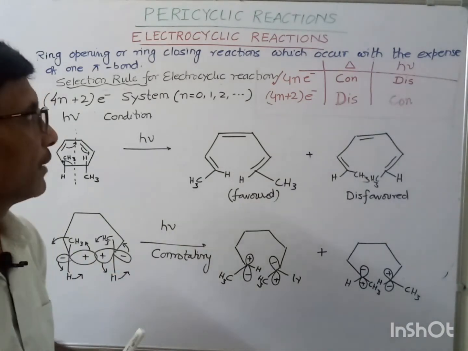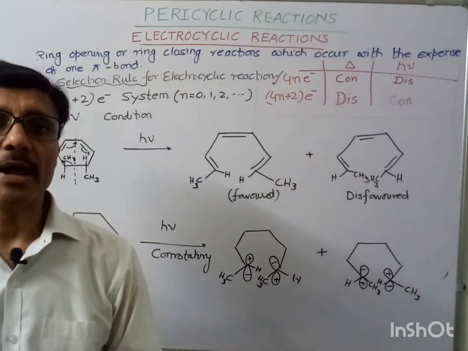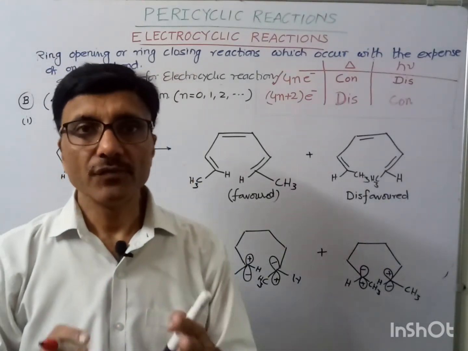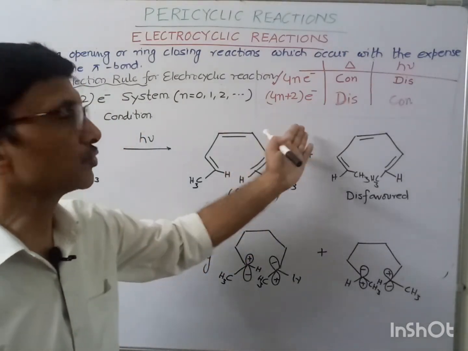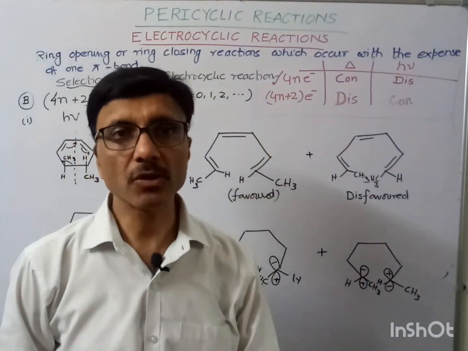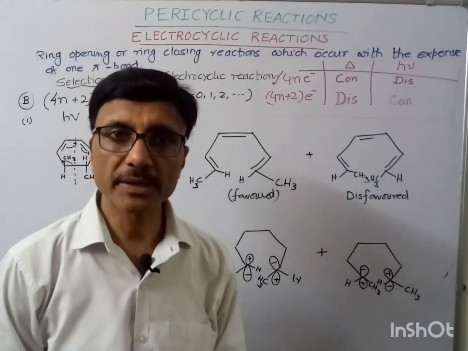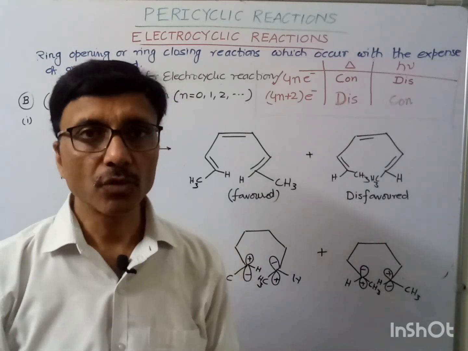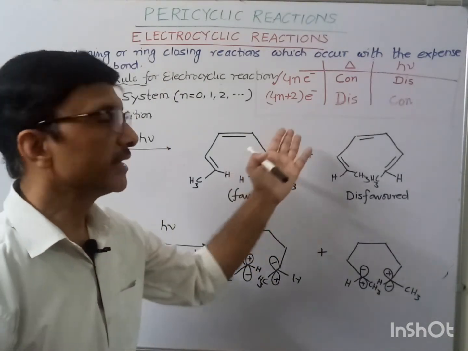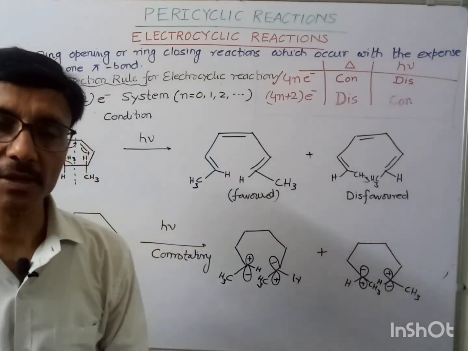So this is about the selection rule for the electrocyclic system, and in my next lecture we will analyze this rule by different methods, for example the orbital symmetry correlation method, the frontier molecular orbital method, which is called FMO, or we will understand it with the help of the Huckel-Mobius method. Okay, thank you.